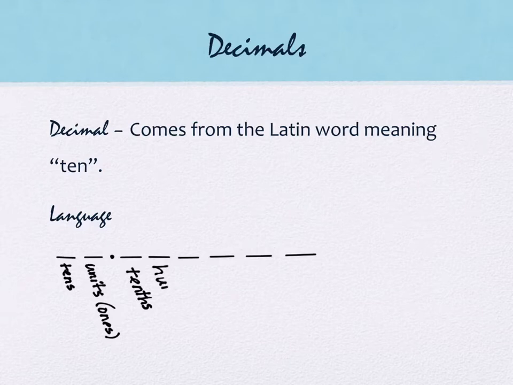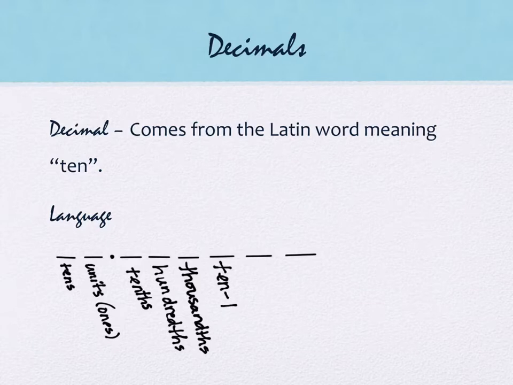And then we have the hundredths place. And then we have the thousandths place. Does anybody know what comes next? What is it? 10,000? Yeah, it's 10 thousandths. There's actually a hyphen between the word 10 and the word thousandths here. What's after 10 thousandths? Yeah, 100 thousandths.